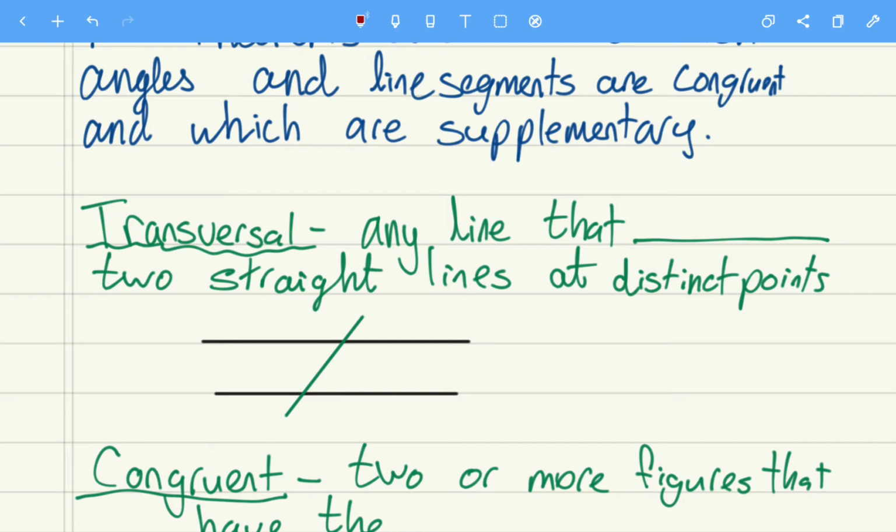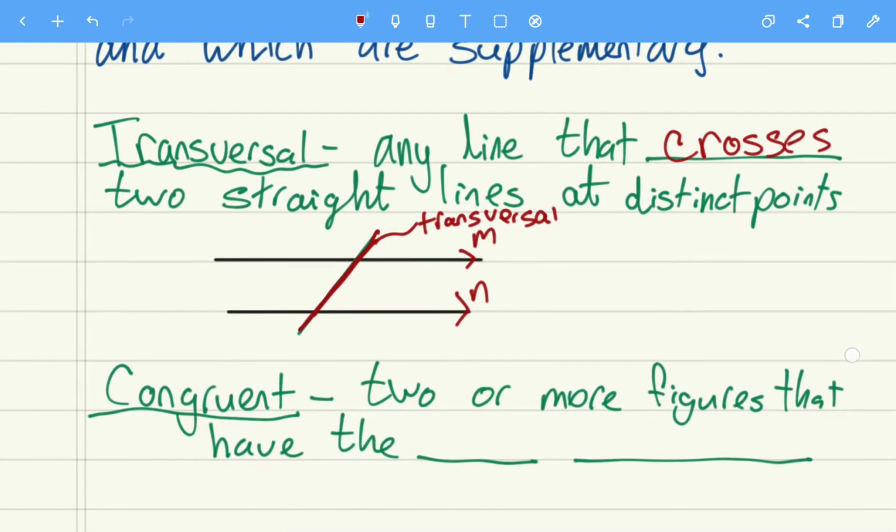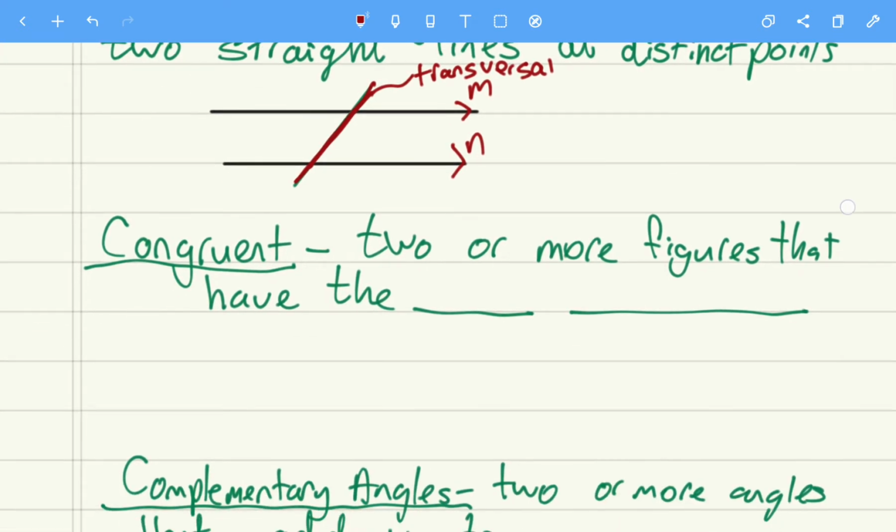So the first word that we're learning is transversal. A transversal is any line that crosses two straight lines at distinct points. So for example, we have this drawing here. These are just two lines, M and N. This one right here, that is our transversal. So any line that crosses two or more lines.